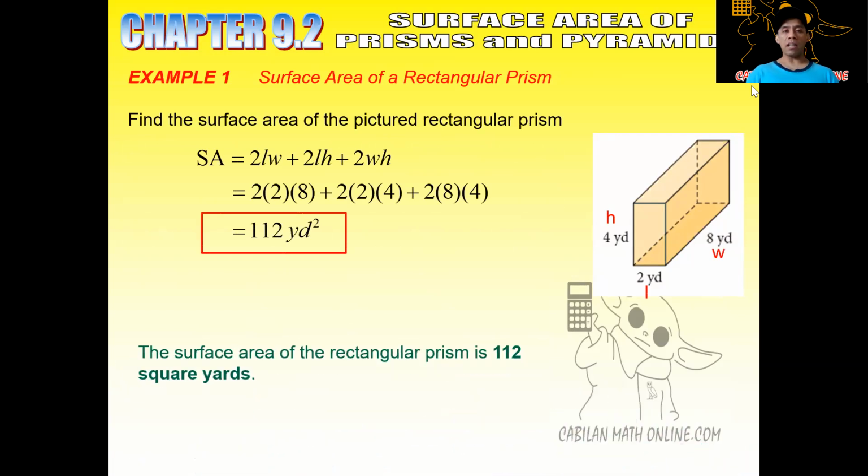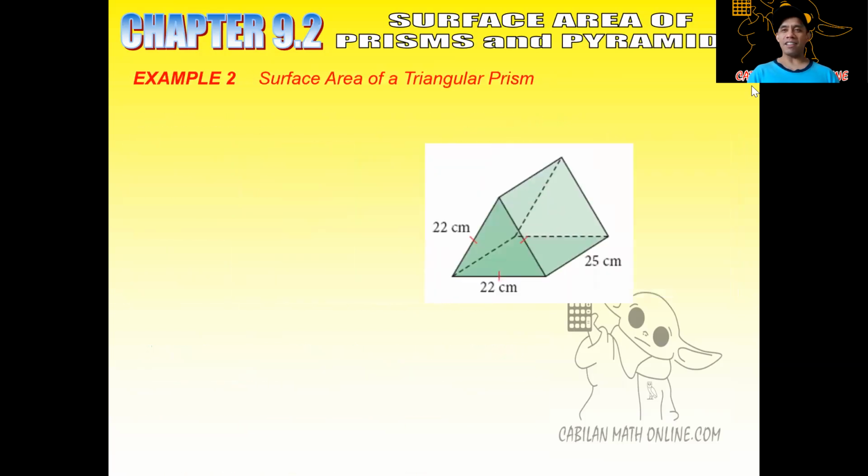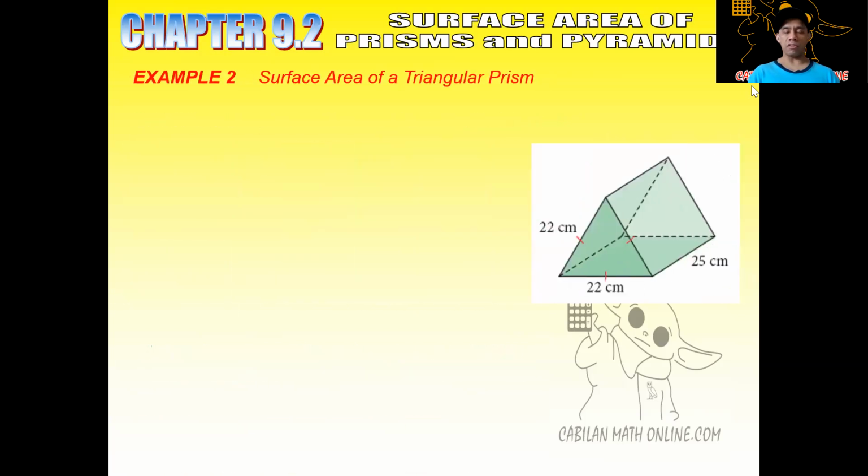Notice that we started off with yards as our measurement for each of the lengths, but since we're dealing with surface area, what we have here is yards squared or square yards. All right. So nice and easy one to start off with. Now let's take it up a notch and take a look at triangular prisms. So now we're going to look at the surface area of a triangular prism over here.